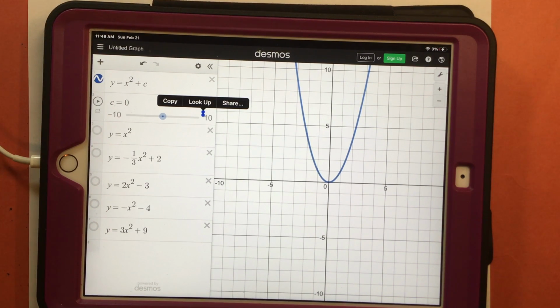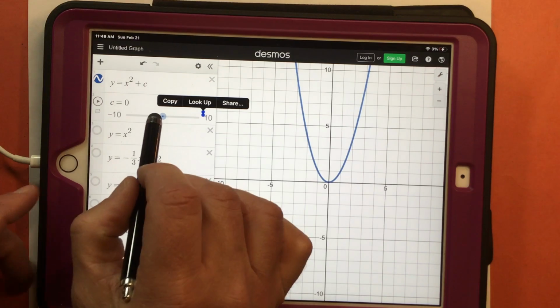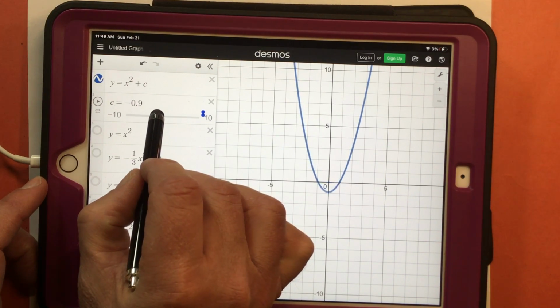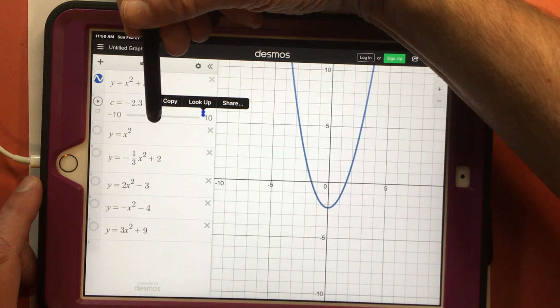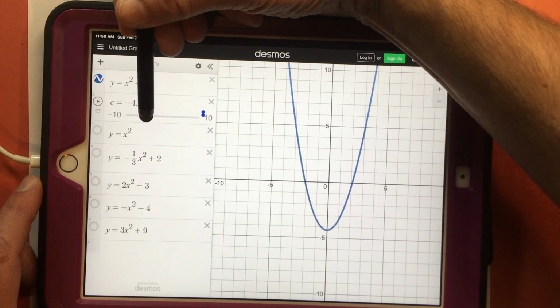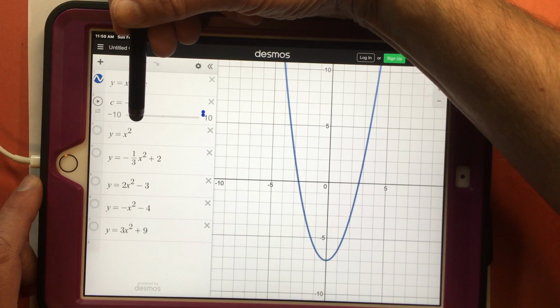What happens if c is now going to be negative? So if I move it the other direction, the graph moves down. I know my hand's kind of in the way. I'll try to do it this way. I'll go around my iPad. That's what happens when you're right-handed, guys. So notice that the graph is going down.